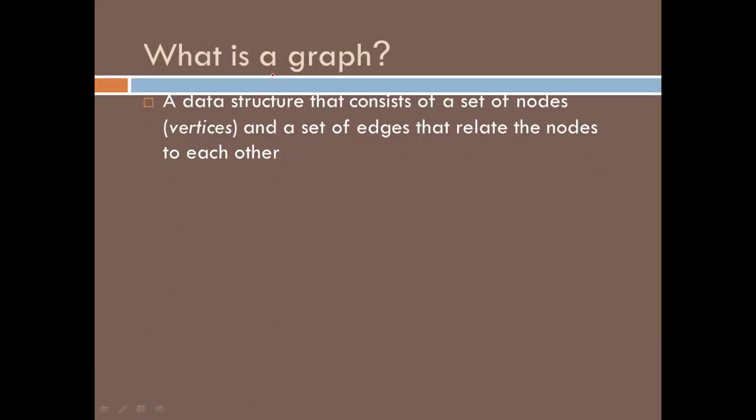Let's look at the formal definition of a graph. A graph is a data structure that consists of a set of nodes, also called vertices, and a set of edges that relates those nodes to each other.